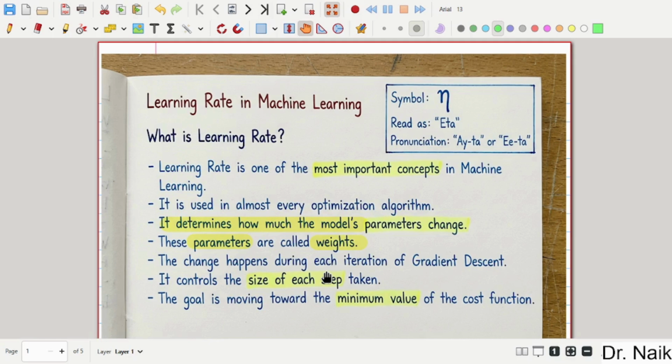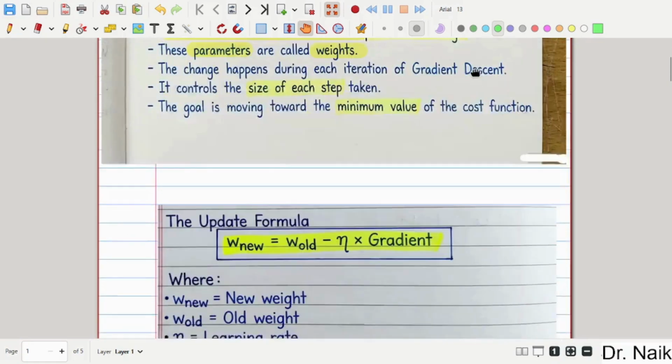The changes happen during each iteration of gradient descent, and that change is determined by the learning rate. Learning rate controls the size of each step taken during each iteration. The goal is to move towards the minimum value during gradient descent.